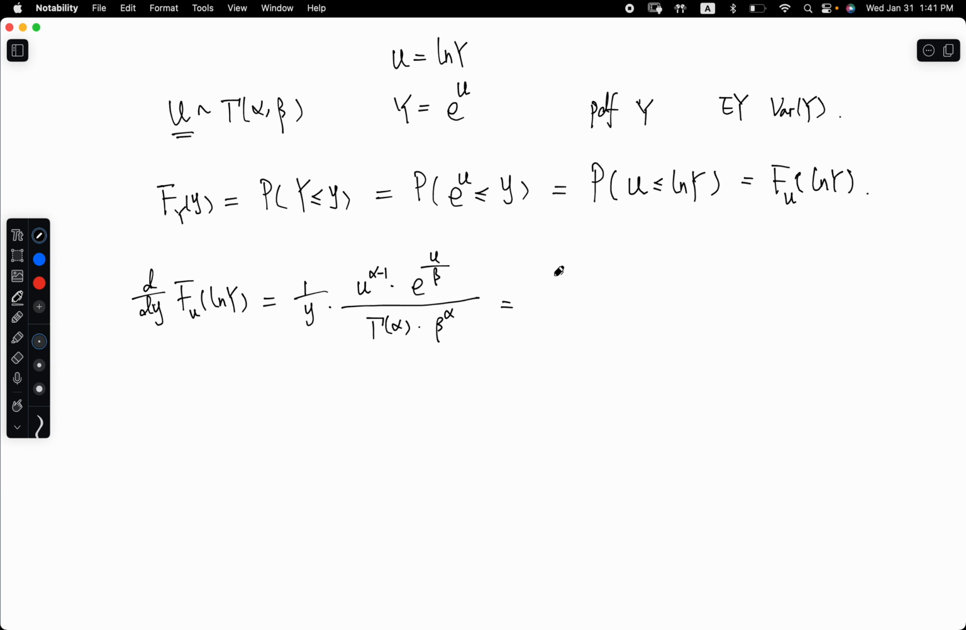And changing all the u here. So 1 over y multiplied by log of y raised to the power of alpha minus 1, log of y over beta over a gamma function alpha beta alpha. So this is the PDF of random variable y. We use a lowercase here. So this should first answer the question of the PDF of the random variable y.